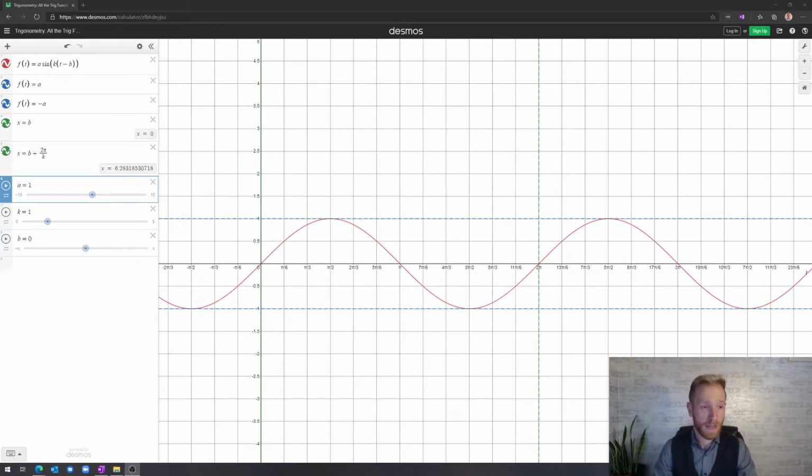So f of t, that's our function, and I have a times sine of k times t minus b. So you can see that we've got a combination of a vertical stretch, a horizontal stretch, and a horizontal shift. But currently, based on the slider values down here, I have a equals 1, k equals 1, b equals 0. Plugging those numbers in, currently I just have sine of t.